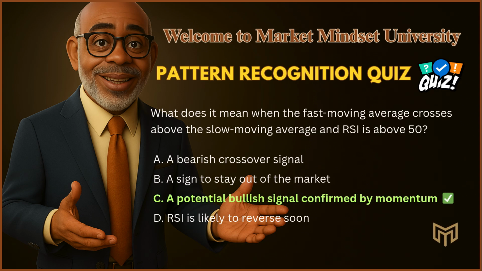The correct answer is C, a potential bullish signal confirmed by momentum. When the fast-moving average crosses above the slow-moving average and RSI stays above 50, traders often view this as a bullish signal supported by strong momentum. This may suggest that buyers are gaining control and the trend could continue moving higher.